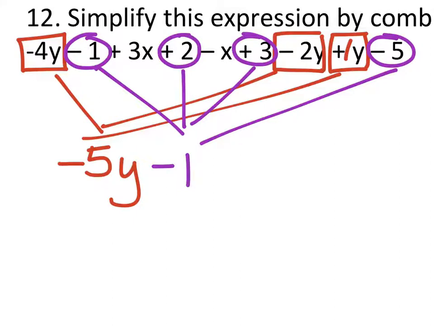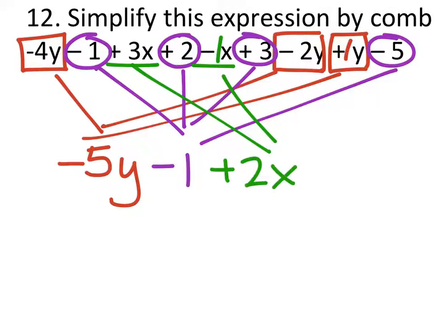The last type of term we have on this one is this positive 3x, all the x terms. Then we got a -1x. Well, these are easy to combine. Positive 3 with a -1 is a positive 2 of these x's.